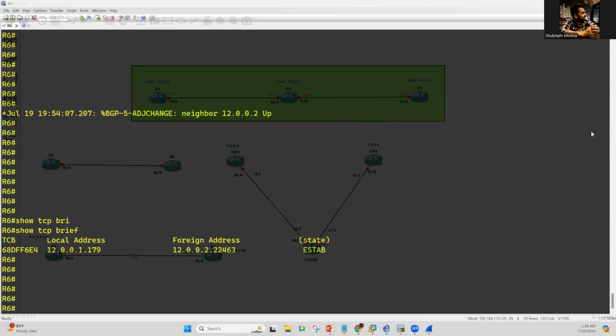So this is enough for today. In the fourth class, we will discuss more about the types of messages in BGP. There are multiple types of messages in BGP. We will discuss them in the next class.